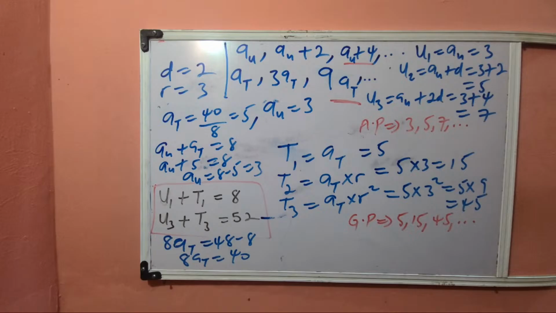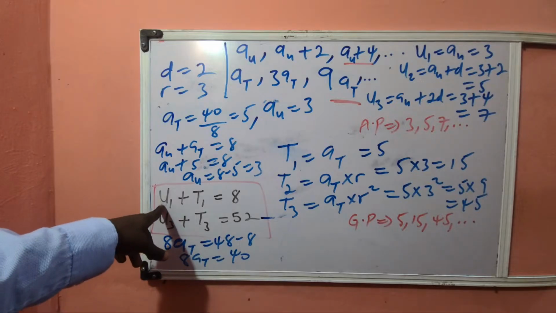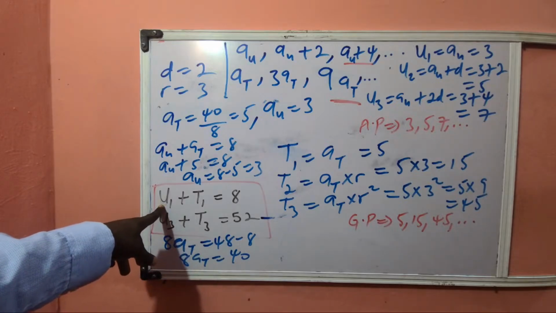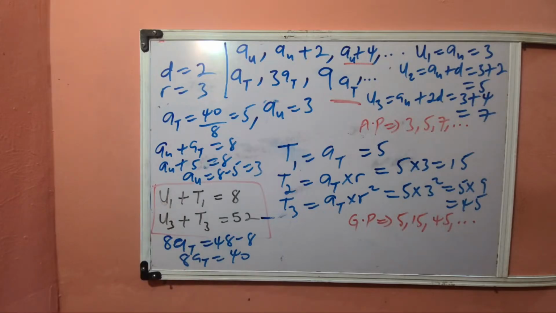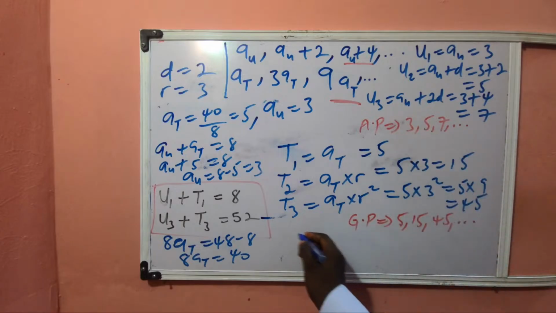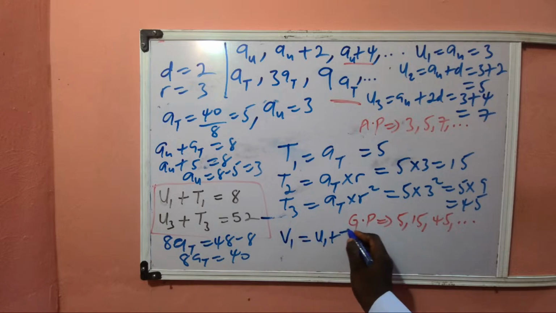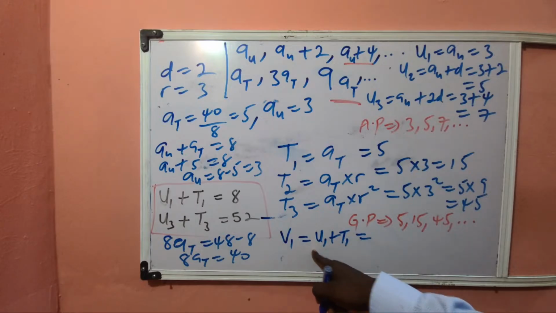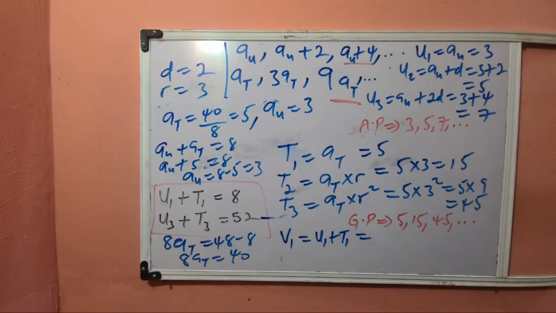How do we find a new sequence in this particular question? We're told that the new sequence was adding the corresponding terms of both the AP and the GP. So in this case, what's the first term of our GP and our AP? So we have 3 and 5. That means for my new sequence, which I can call V1, will be equal to U1 plus T1. That means the first term of the AP plus the first term of the GP.